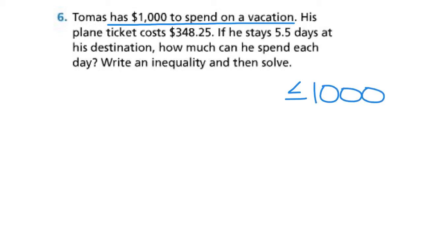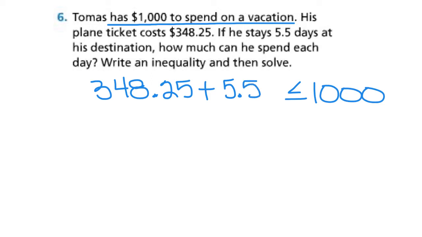Now, he does have to pay for his plane ticket, so that's his first expense from his $1,000. So we know that the $348.25 is going to be included in his costs, but we also want to know how much money he can spend each day, and he's going to be there 5.5 days. So we're going to include 5.5 and having an equal amount of money per day.